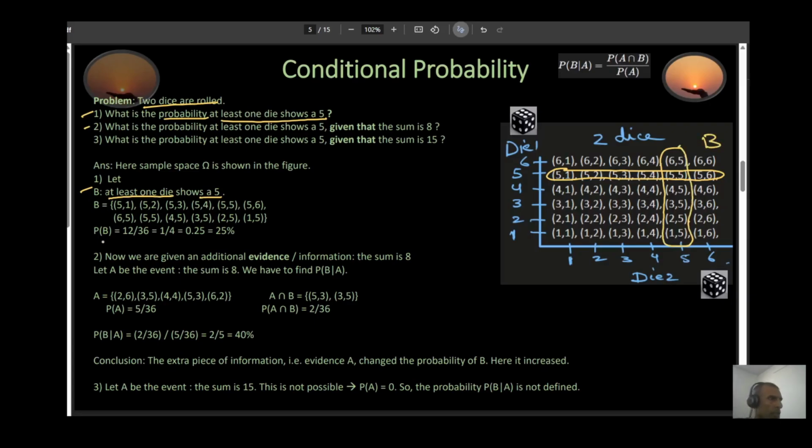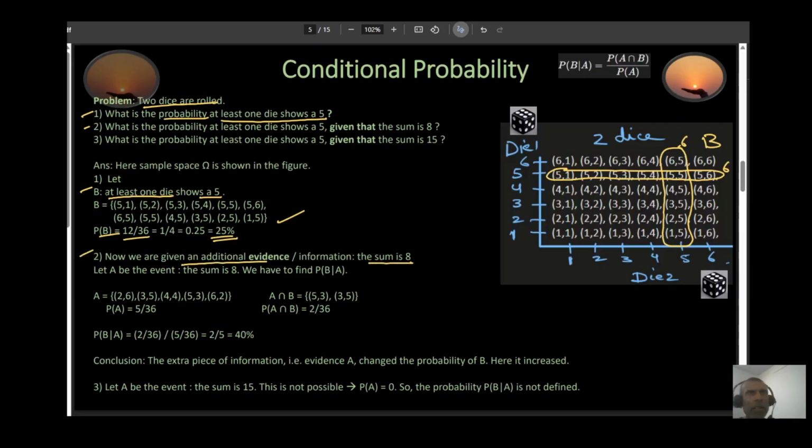So what is the size of my B in this case? It's 12. There's 6 over here, 6 over here, total 12. So the probability of B is going to be 12 over 36, and the answer is 25%. So that's the probability of B. Question number two. Now we are given an additional piece of information, that the sum is 8.